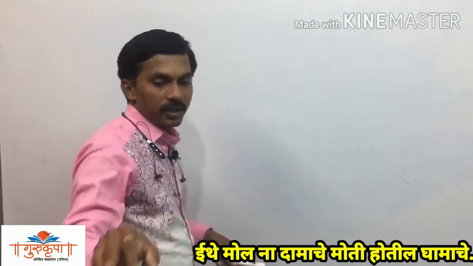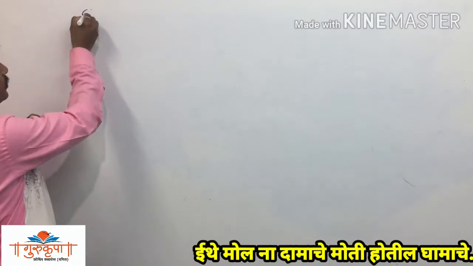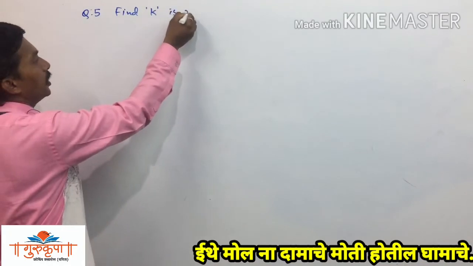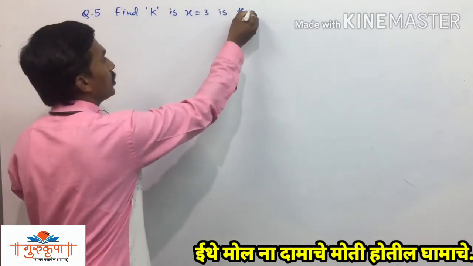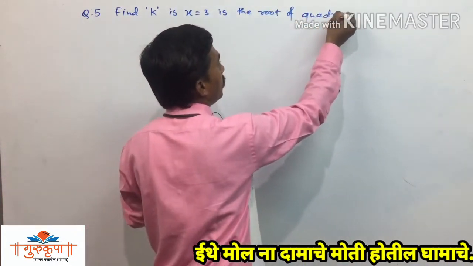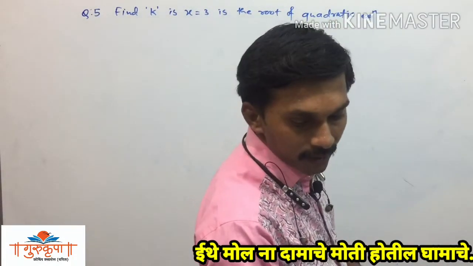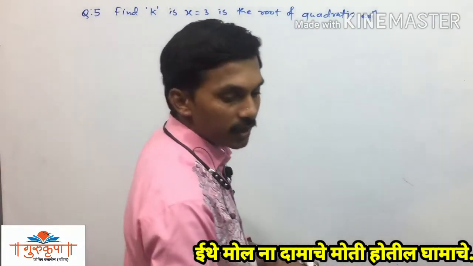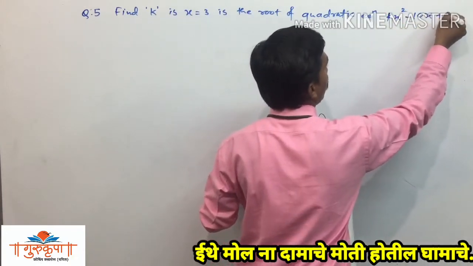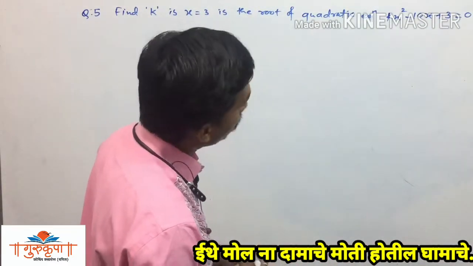2.1 from the first practice set, and the question is, find k if x is equal to 3 is the root of the quadratic equation. The quadratic equation is kx square minus 10x plus 3 is equal to 0.